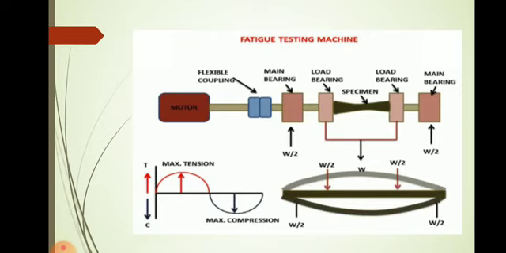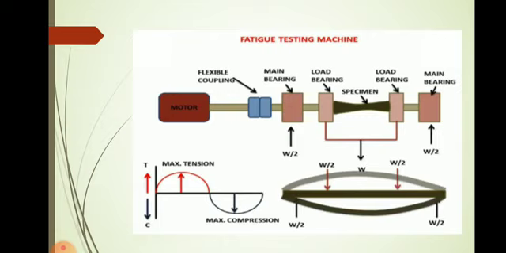After these load bearings, there are two main bearings in which the central shaft will be mounted. After the main bearing, the shaft is connected to the motor with the help of a flexible coupling, so that whenever the motor rotates, the rotation will be transferred through the flexible coupling to the shaft inside the main bearing, then to the load bearing, and through the load bearing to the specimen.